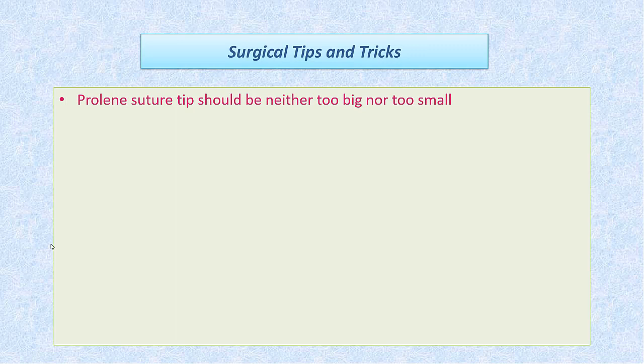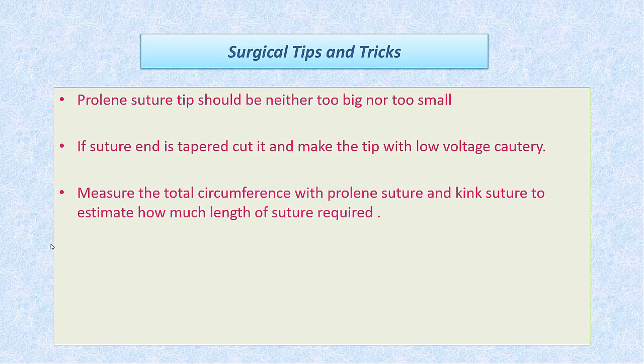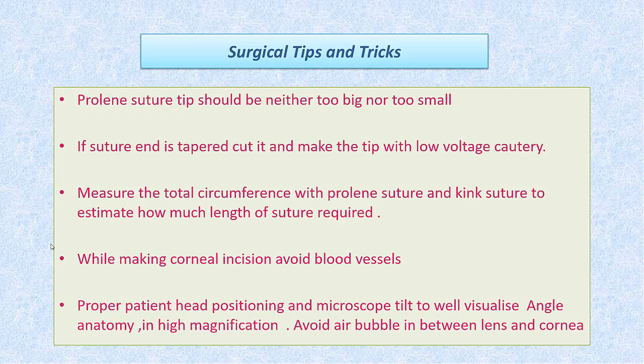The Prolene suture tip should be neither too big nor too small. If the suture end is tapered, cut it and make the suture tip with low voltage cautery. Measure the total circumference with Prolene suture and kink the suture to estimate how much length of suture is required. While making the corneal incision, avoid blood vessels. Use proper patient head position and microscope tilt to visualize angle anatomy in high magnification.